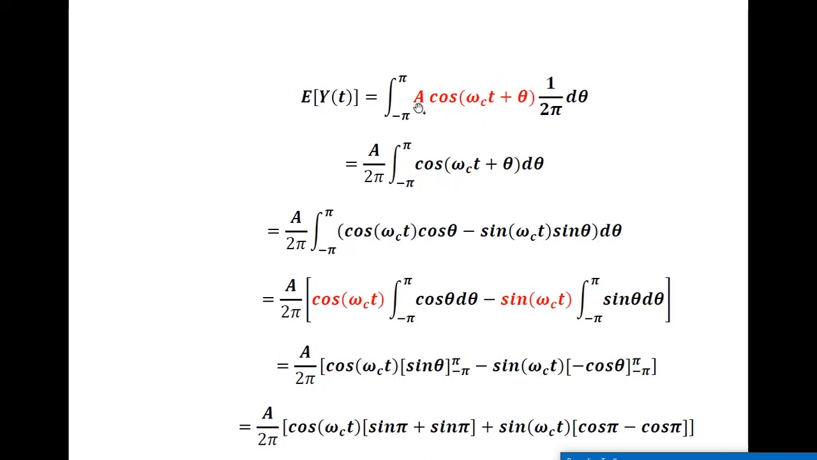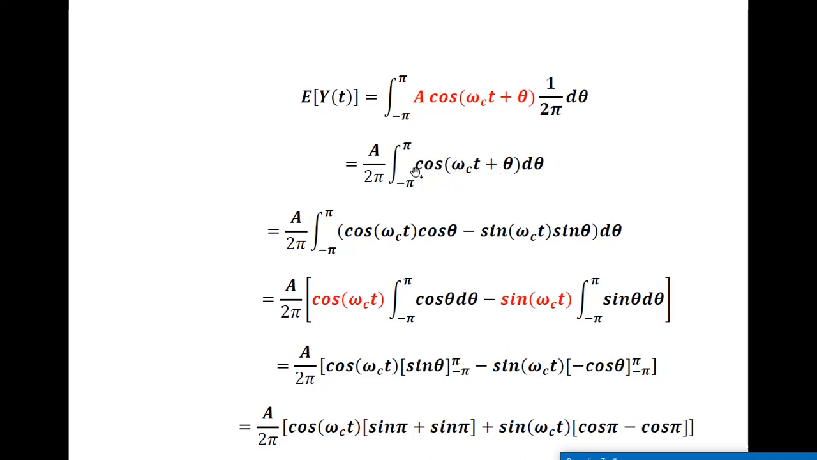So the sample function is substituted as a into cos(omega c t plus theta) multiplied by 1 by 2 pi. This 1 by 2 pi is taken from the definition of the PDF. So PDF is equal to 1 by 2 pi between minus pi to plus pi, elsewhere it is going to be 0. Therefore the PDF is substituted by 1 by 2 pi and d theta. We take a and 1 by 2 pi, which are constants, outside the integral limits here. Outside this integration, it becomes equal to a by 2 pi, integral from minus pi to plus pi of cos(omega c t plus theta) d theta.